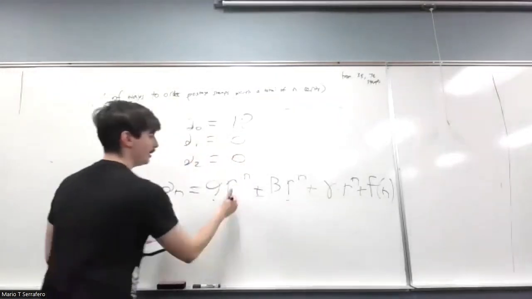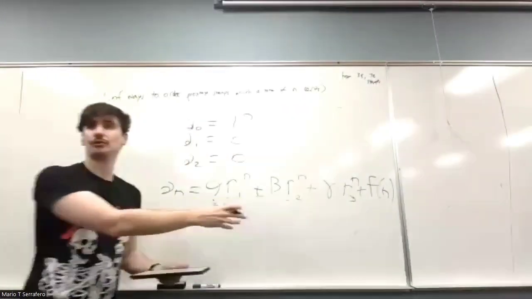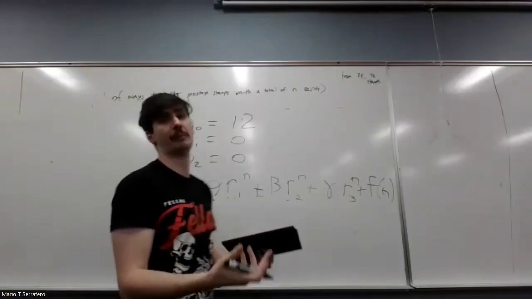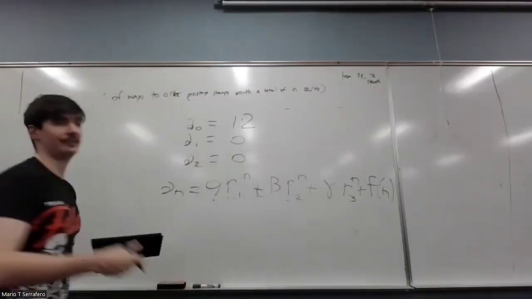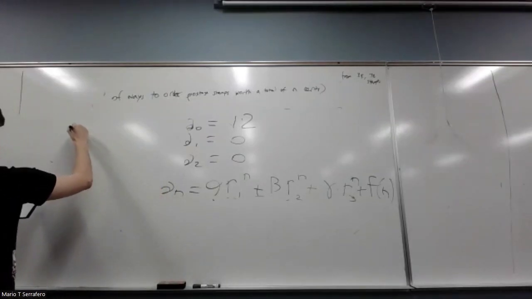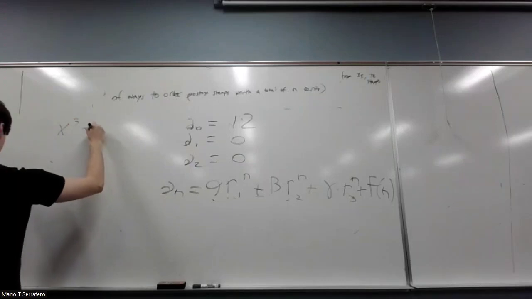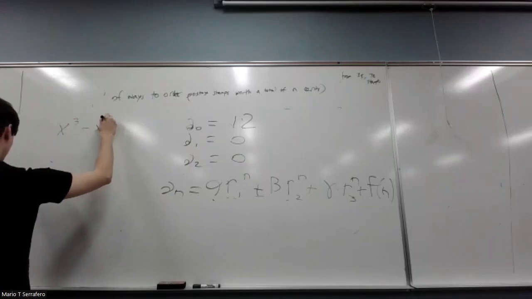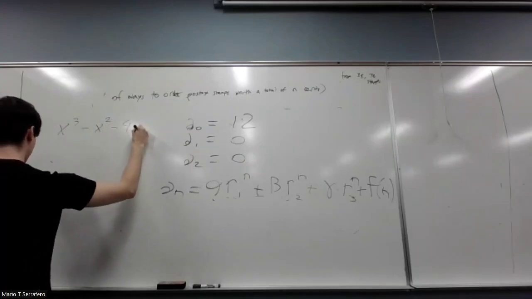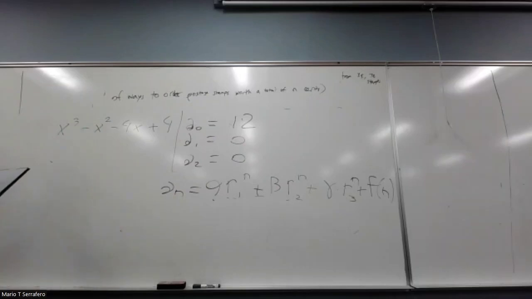So what are the R's? This should be R1, R2, R3. These are going to be our roots. They're going to be the roots of the characteristic polynomial. So hopefully by now, you know how to form that characteristic polynomial. In this case, the characteristic polynomial has the form x cubed minus x squared minus 4x plus 4. So you have this characteristic polynomial here, and then you have to find the roots of this thing.